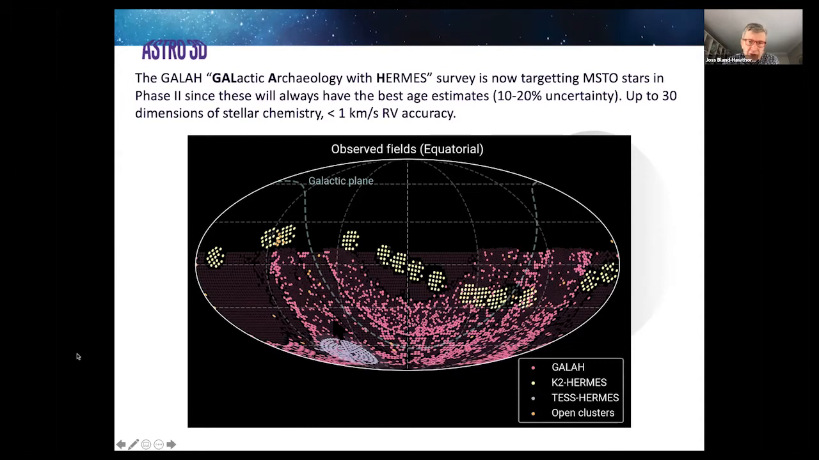So it doesn't need to be a contiguous field. We just have to make sure that we've covered the cardinal directions and zones for the main science goals. And I should mention that in phase 2 of the survey, we are not just targeting old stars, we're targeting stars on the main sequence turnoff, i.e. stars with good ages. Because when you combine that with the stellar ages and masses from the Kepler survey and TESS, we get very good ages for a large fraction of our stars.